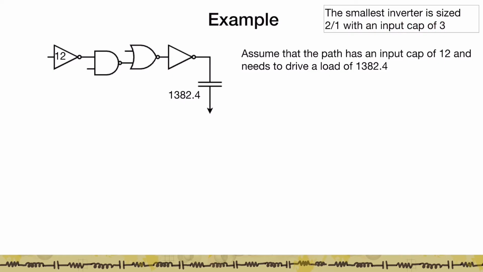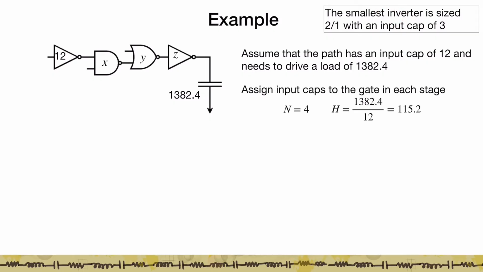Now again, we are looking at a technology in which the smallest inverter is size 1 and has an input capacitance of 3. Which means that if I look at this input capacitance of 12, this inverter is essentially sized up to 4 times the smallest inverter. We have 4 stages in this path: this inverter, the NAND gate, the NOR gate, and the second inverter. Let's assign input capacitances to every node here.